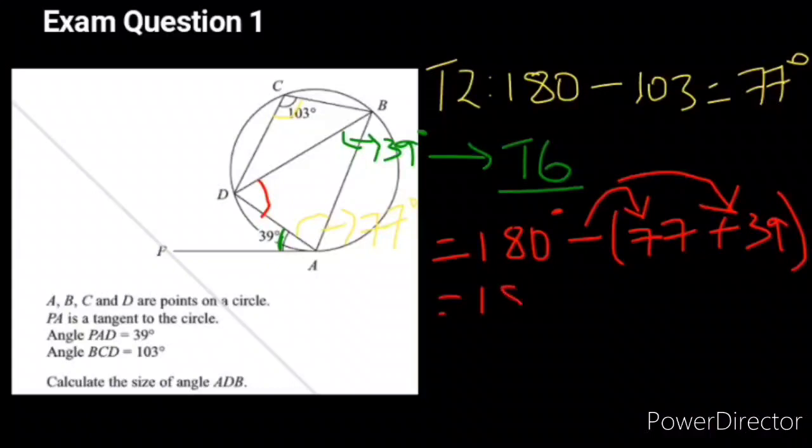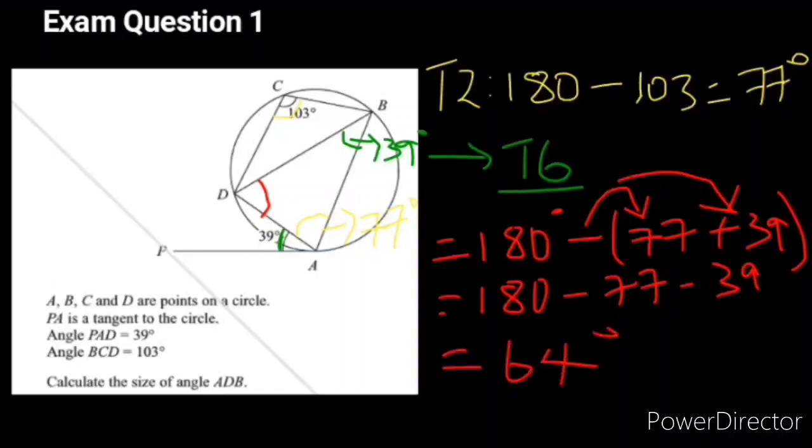Now we need to just multiply that bracket, or negative to our bracket. Rewriting that, we'll have 180 degrees minus 77 minus 39. And that will equal 64 degrees, which is our answer. So angle ADB is equal to 64 degrees.